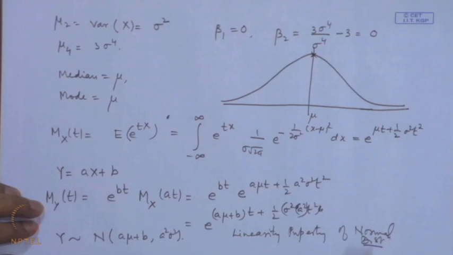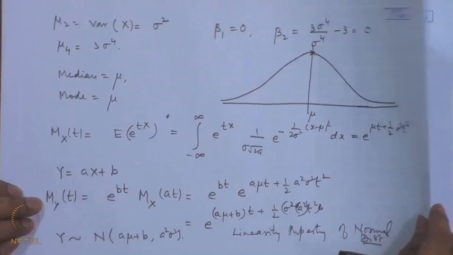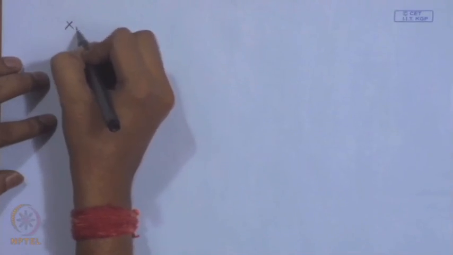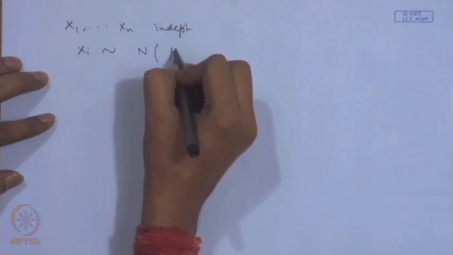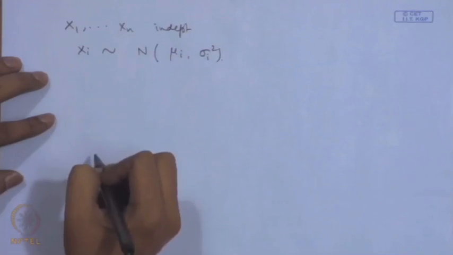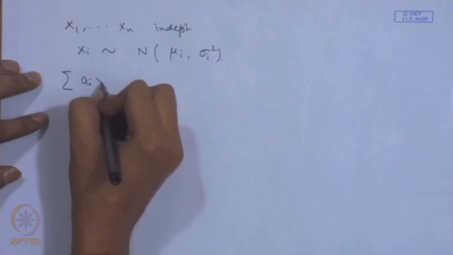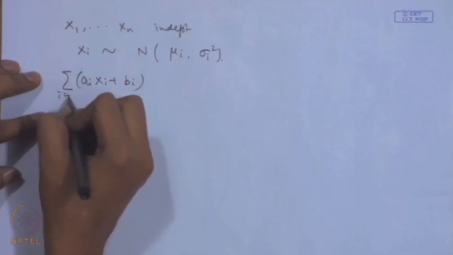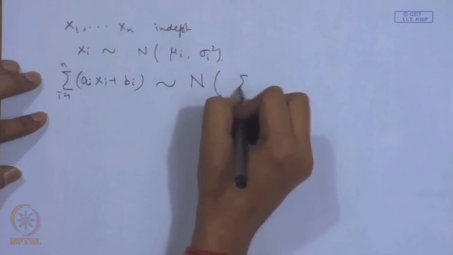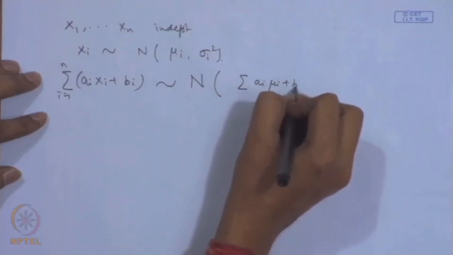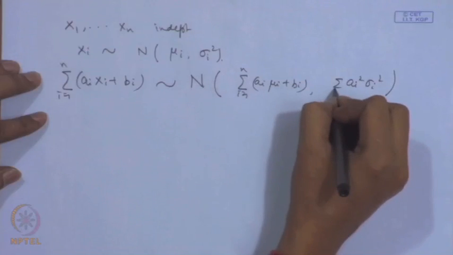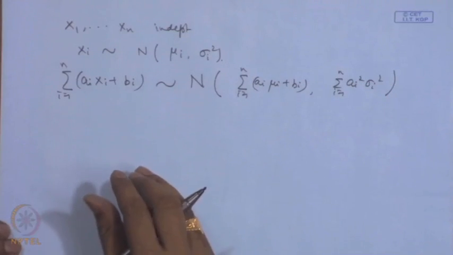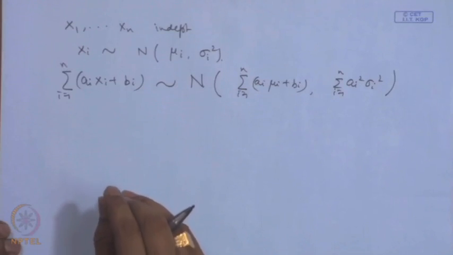In fact, this linearity property of the normal distribution is valid for several normal distributions also. Say X 1, X 2, up to X n are independent and X i follows normal with mean mu i and variance sigma i square. Then if I consider the sum of a i X i plus b i, i equal to 1 to n, that will again have a normal distribution with mean the sum of a i mu i plus b i, and variance the sum of a i square sigma i square. So, this type of property is true for the normal distribution.